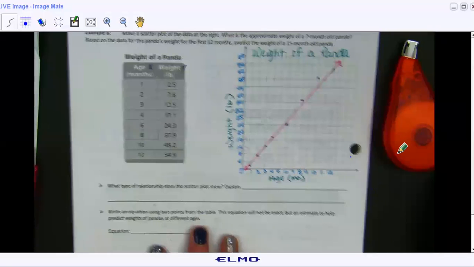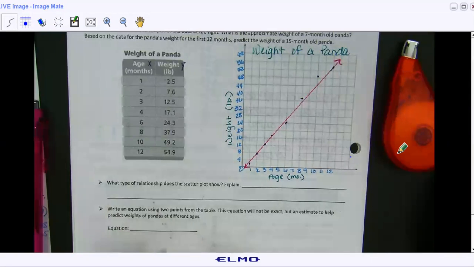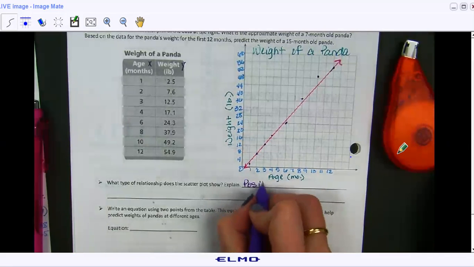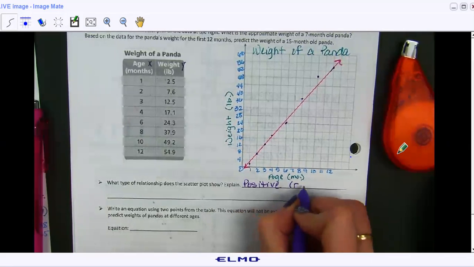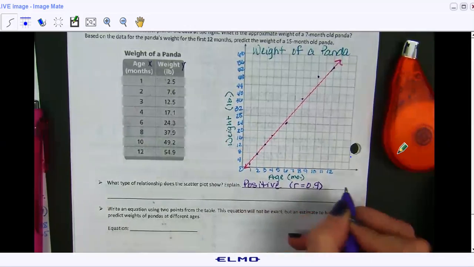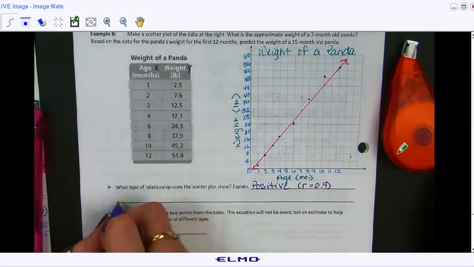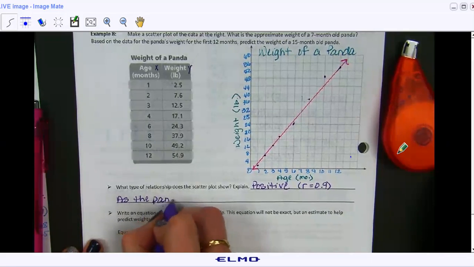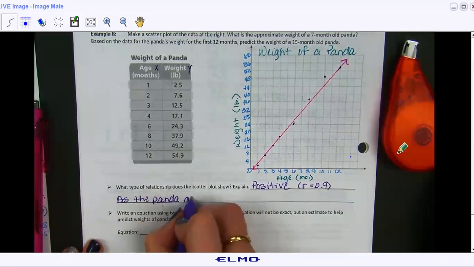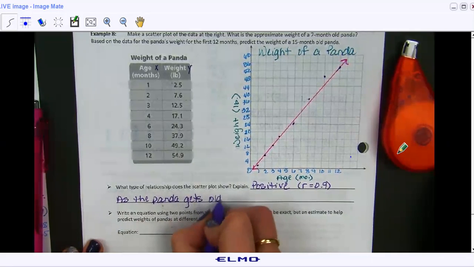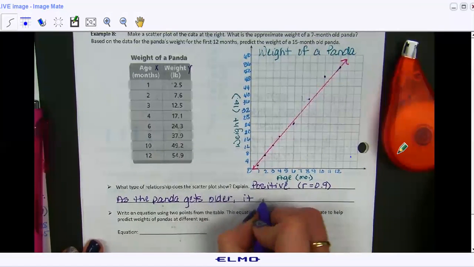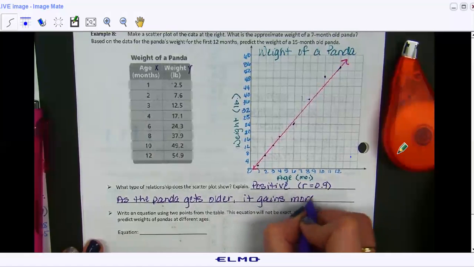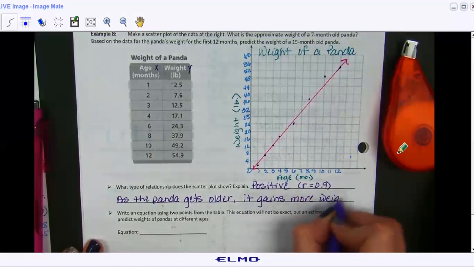Okay, what type of relationship does the scatter plot show? Positive. Positive, and the correlation would be? As the age increases, the weight increases. As the panda gets older, it gains more weight.